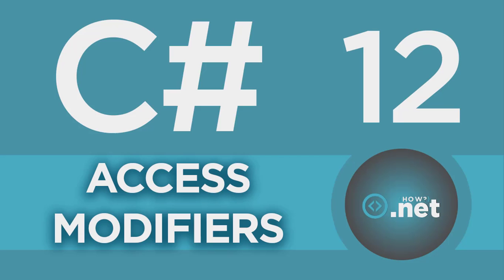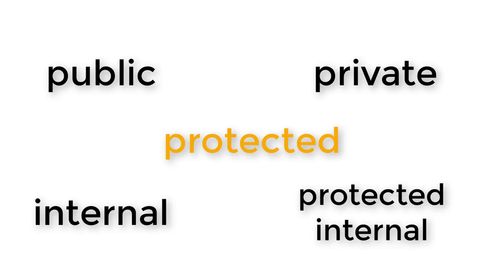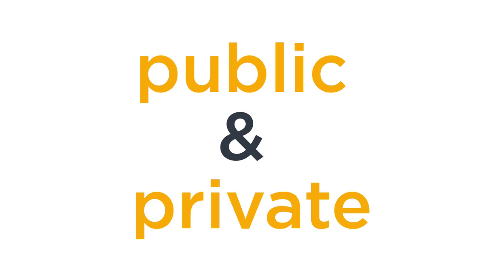Access modifiers are used to specify the level at which each variable, function, or object can be accessed within the application. And in C#, we have 5 types of access modifiers. These are public, private, protected, internal, and protected internal. So, let us start with the first two, which are public and private.